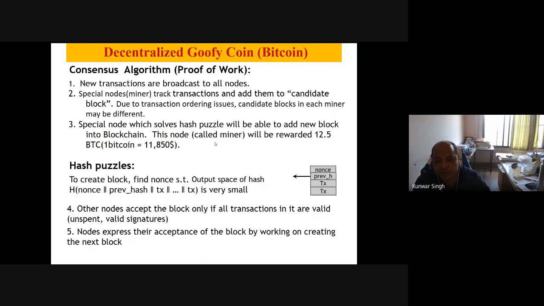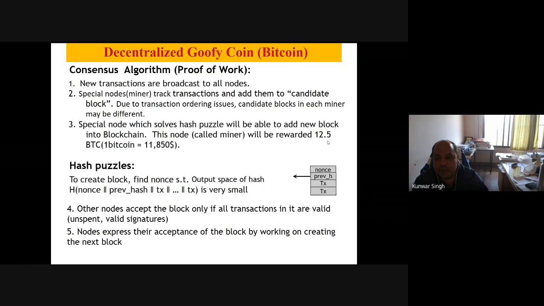To motivate honest people to do this job, this node will be rewarded 12.5 Bitcoin. One Bitcoin is this many dollars. It's big money. Initially, in 2008, it was 50 Bitcoin. In 2012, it became 25. Now in 2016, it became 12.5. In 2020, maybe it will become half of this. So every 4 years, the reward money will be reduced. The more popular it becomes, the more the reward money will be reduced.